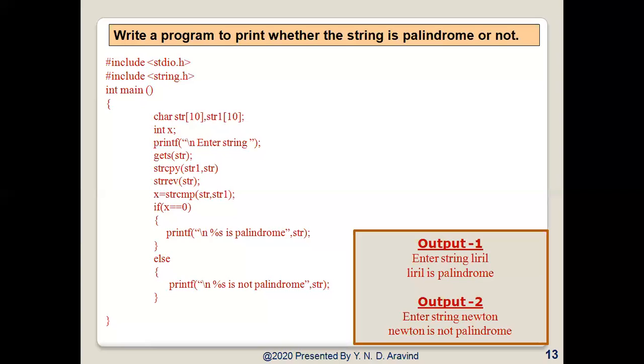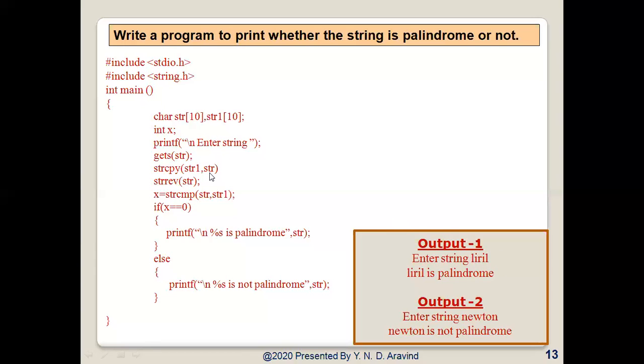We can write a program using the string functions and without using the string functions. Since now we are discussing string functions, let us write a program to check whether a given string is a palindrome by using the string functions. I have declared two string variables, str and str1, of size 10. Each of these variables can store up to 10 characters, including the null character. Now enter the string. I have got the string, liril.